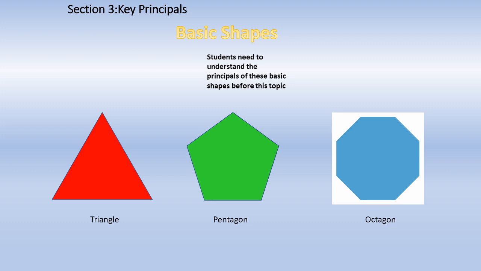So a few basic shapes that students will need to know when drawing geodesic domes are a triangle, which is a basic shape they would have learned in primary school. The pentagon, they would have learned it in primary school, and the octagon, they would have learned it in primary school. But they need to know the angles of them. So a triangle is 60 degrees equilateral. Pentagon is 72 outside here. And the octagon.